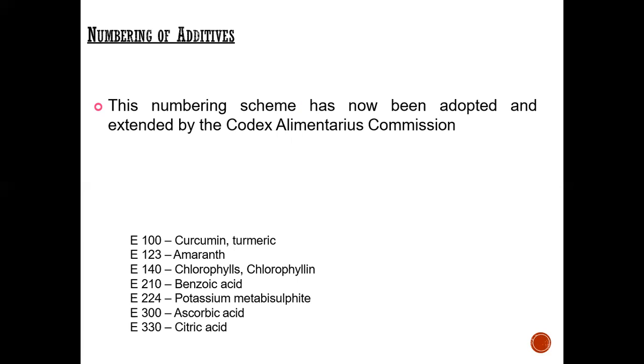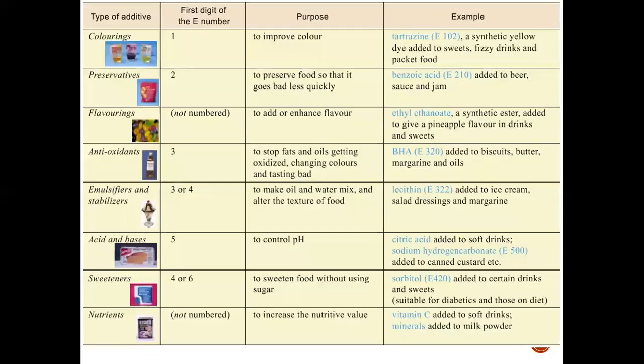This was started in the European Union, but now it is universal. It has been adopted by the Codex Alimentarius Commission. All the countries specify these numbers, because you should not use common names, but instead use these E numbers on your labels, so that it is common all over the world. So you can see the different types here.